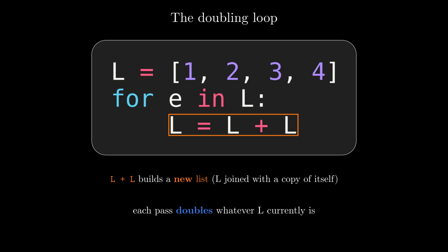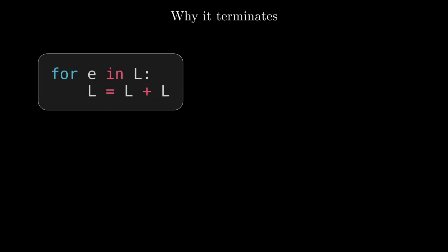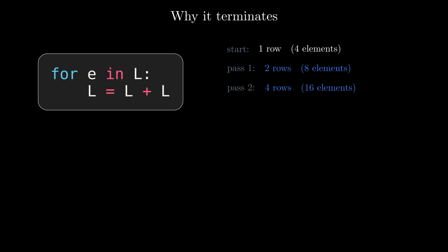Each time through, this line takes whatever L currently is and doubles it, gluing a second copy onto the end. Watch it double. L begins as one row. 1, 2, 3, 4, first pass. L plus L stacks a second copy, giving 2 rows. Second pass doubles that into 4 rows. Third pass, 8 rows. Fourth pass, 16 rows. Then it stops. Here is the crucial part.